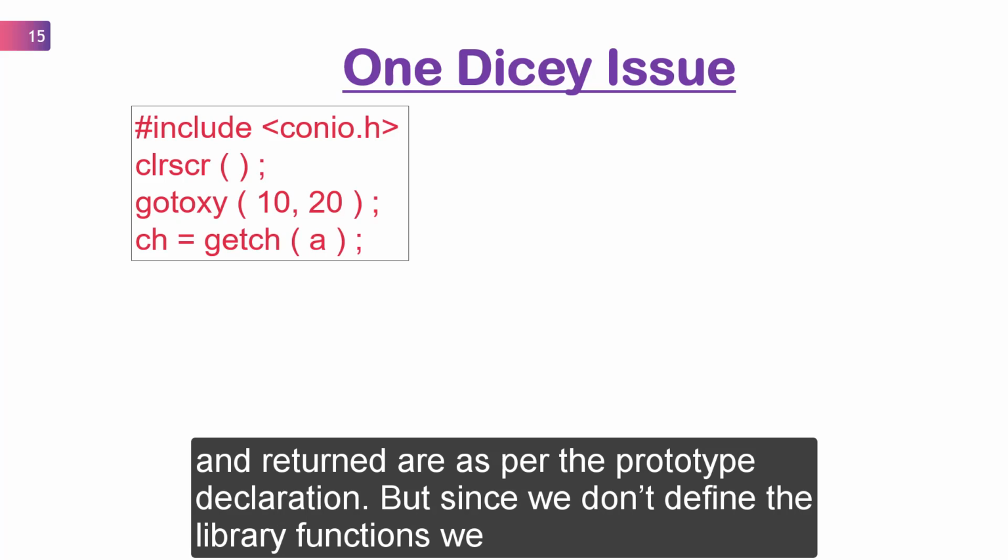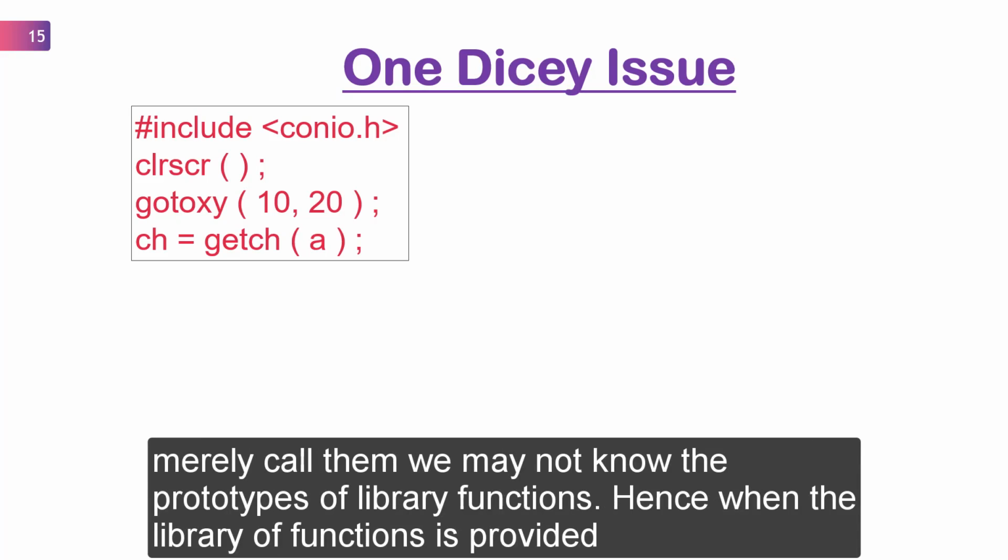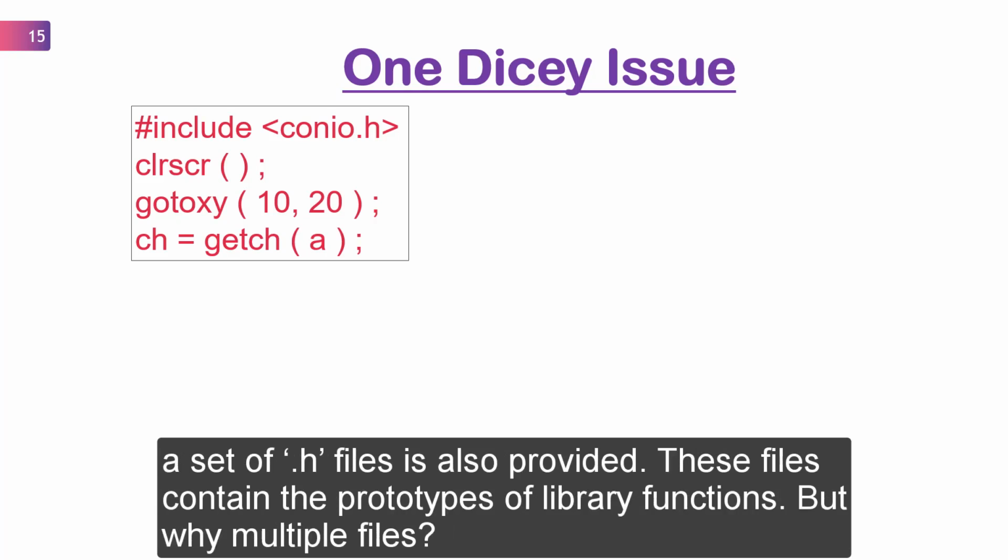But since we don't need to define the library functions, we merely call them. We may not know the prototypes of library functions. Hence, when the library of functions is provided, a set of .h files is also provided. These files contain the prototypes of library functions.